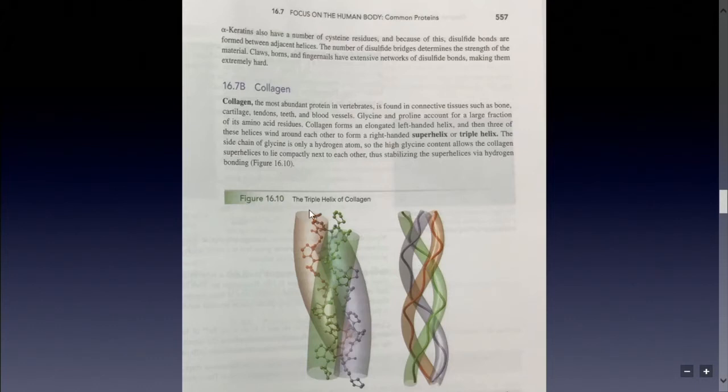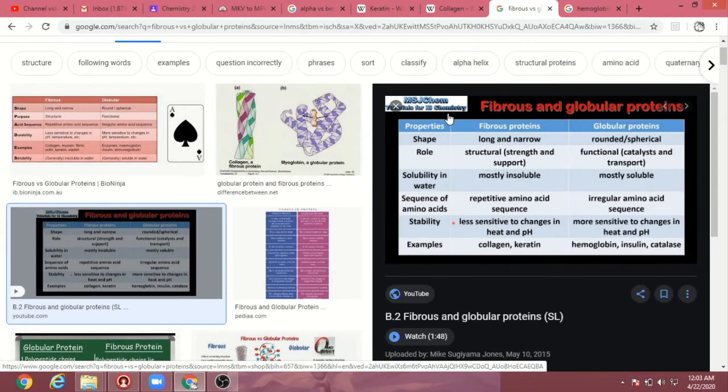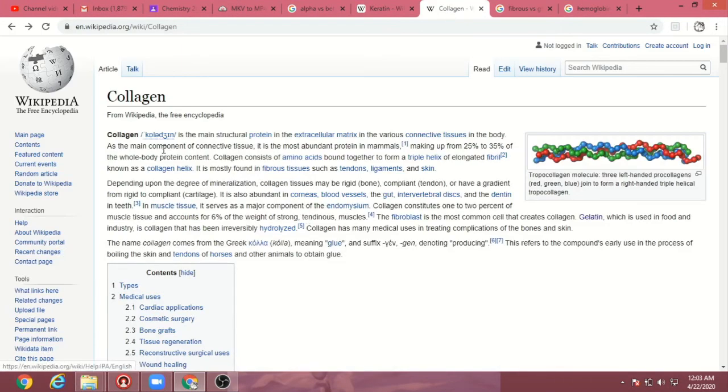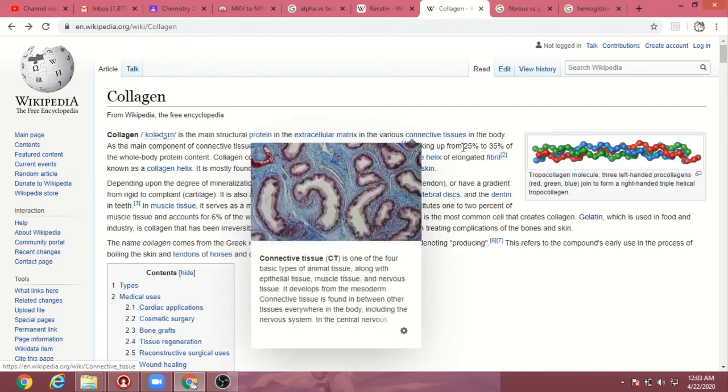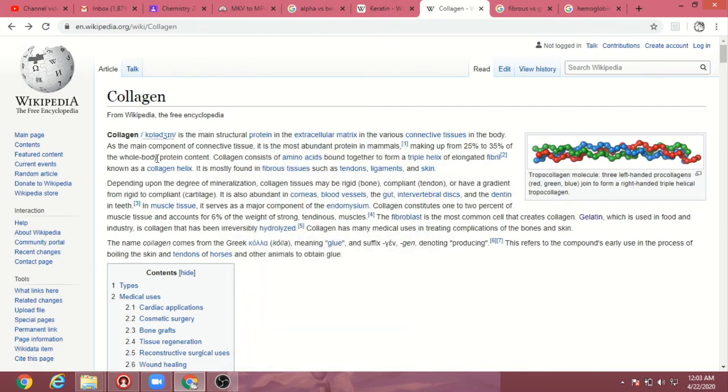In this case, you got a triple helix. Collagen is the most abundant protein in vertebrates. The most abundant. I think the internet said, Wikipedia said, always trust Wikipedia, 25% to 35% of the whole body protein content. So it is by far the most abundant. Makes up all connective types of tissues. And so you can see the red, blue, and green. Those are the three helixes that will come together to form the triple helical tropocollagen.